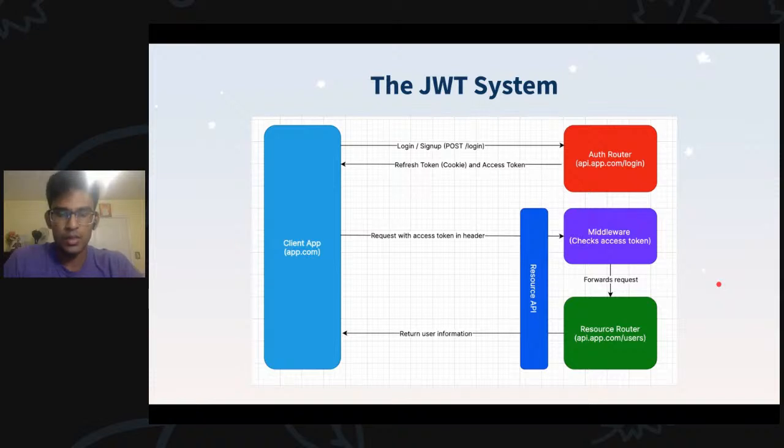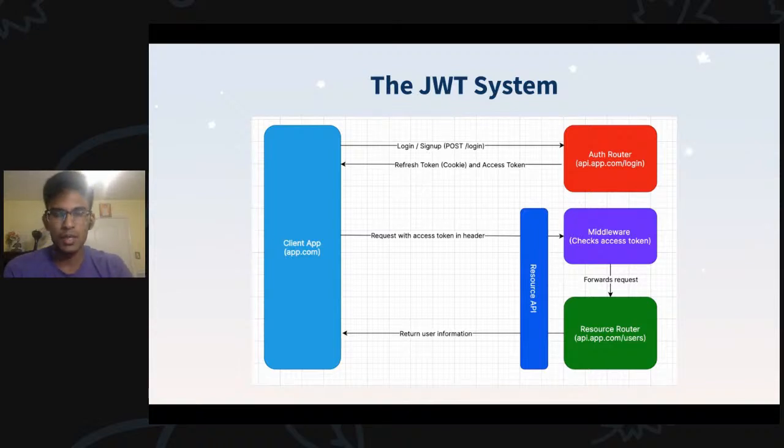If it is valid, then it forwards that request to the resource router. If it's not valid, it's going to say, get out of here, you're not valid anymore, so you can get lost. The middleware basically checks the access token. Once it forwards the request, they have the resource router. This is a lot of fancy names here. The resource router is literally just the route that stores our private data. It goes to the database, it gets some data, and it returns it.